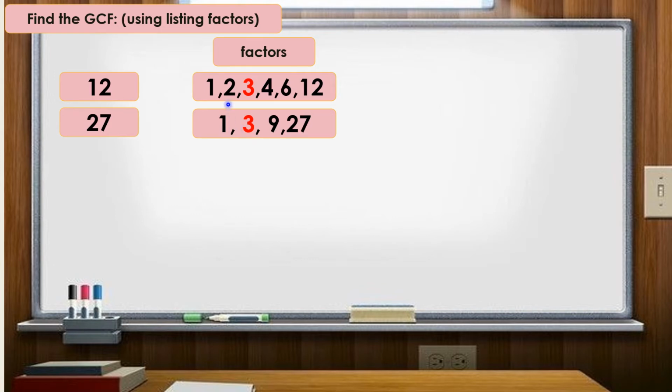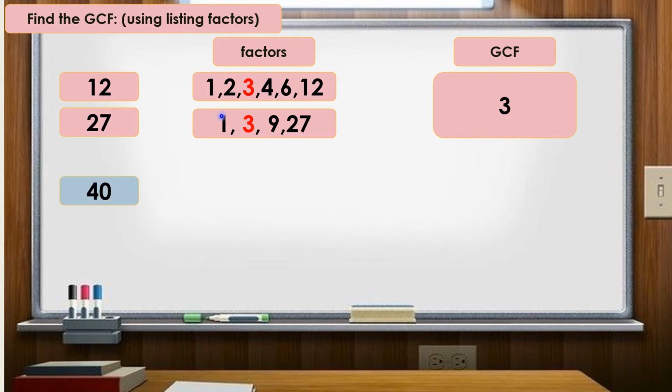As you can see, how do we get the GCF of these two numbers? There are same numbers. You need to locate the same numbers aside from 1. But if there is no number that is the same except 1, then those are relatively prime numbers. But in this case, we have 3. So the same number is 3. Therefore, 3 is the GCF, or the greatest common factor.